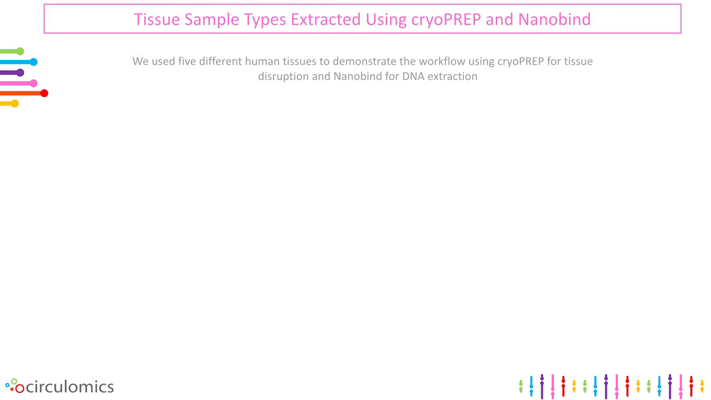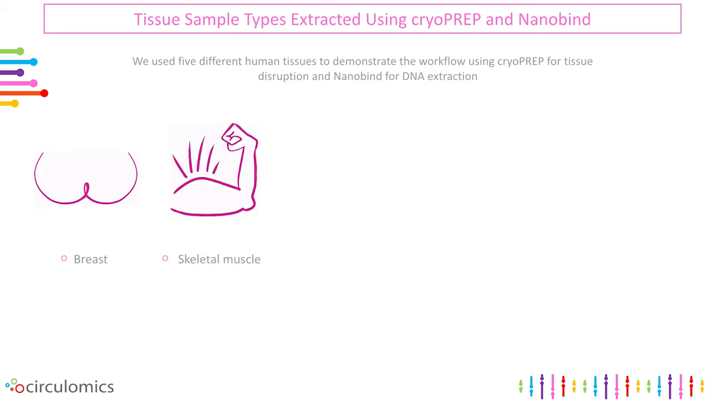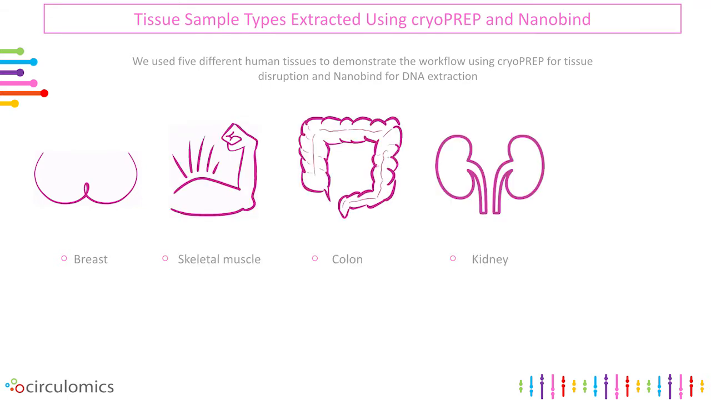We used 5 different human tissues to demonstrate the workflow using cryoPREP for disruption and Nanobind for DNA isolation. The 5 tissues are human breast, skeletal muscle, colon, kidney, and uterine fibroid. These samples were frozen in a -80 freezer soon after collection and without the addition of any preservative solutions. These tissues vary widely in nuclei density, texture, and ease of disruption.